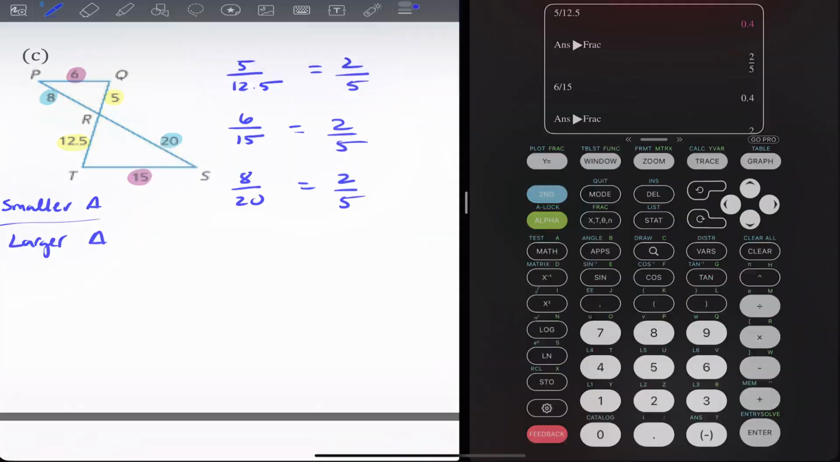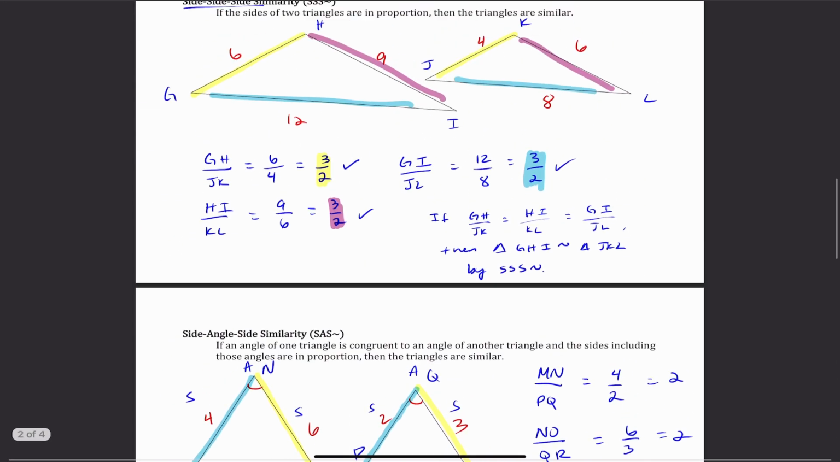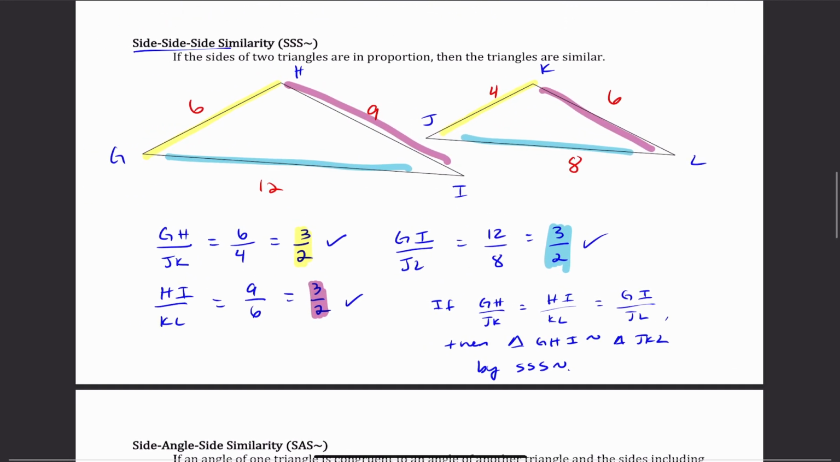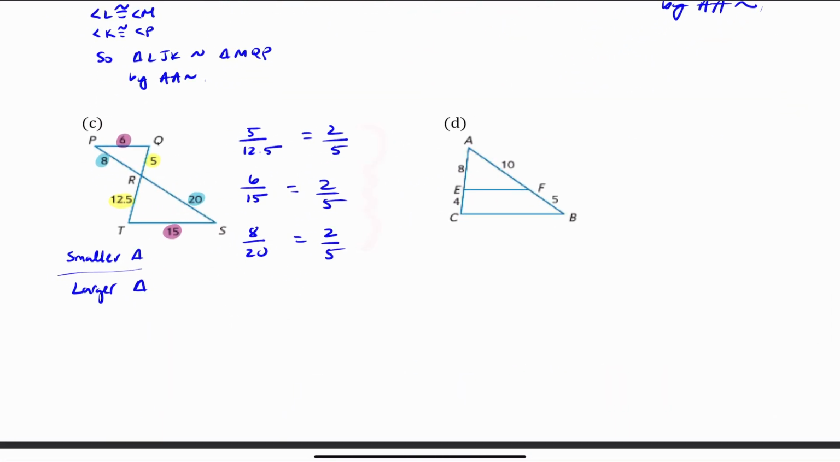Okay, so if we look up, if the sides of two triangles are in proportion, then the triangles are similar. So these ratios here are proportional. So that means that these two triangles are similar by the side similarity. So triangle PQR is similar to triangle STR by the side similarity theorem.